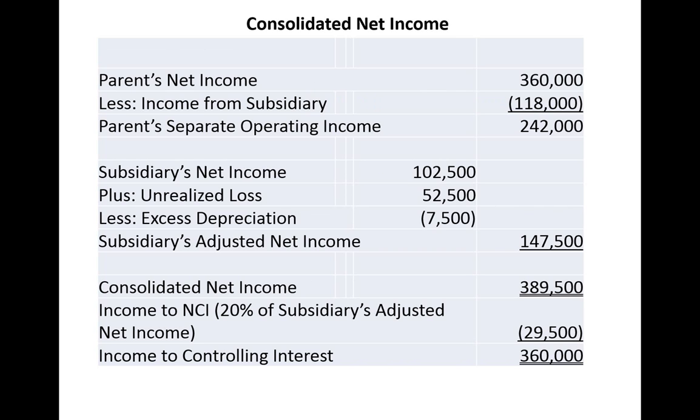As we look at consolidated net income, we see that to the subsidiary's net income, we're going to add back that unrealized loss, and then to deduct any depreciation that's related to that transaction, which we see there. And of the $147,500, we'll allocate 20% of that to the NCI. And once we've done that, that leaves 80% to the parent, or the controlling interest.